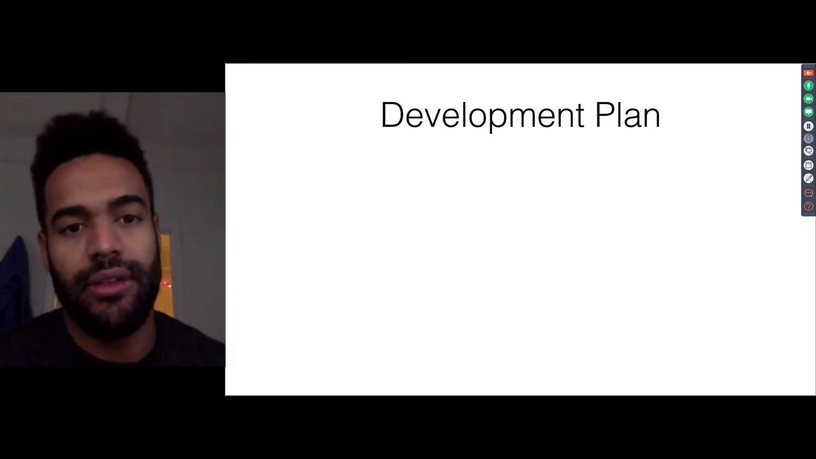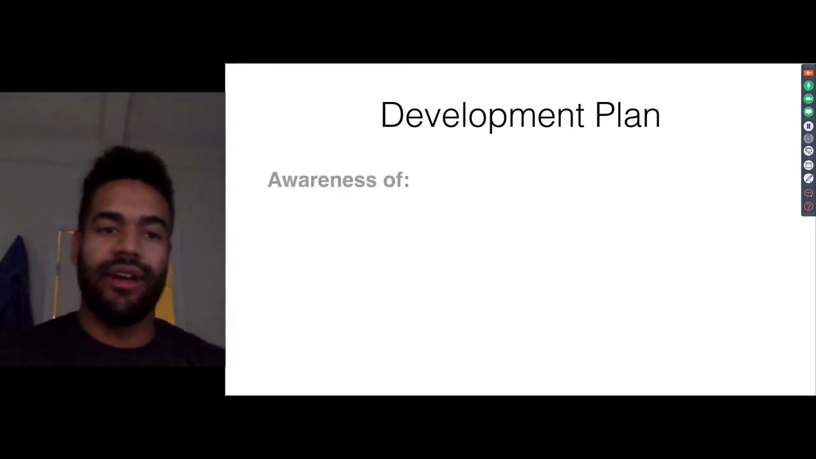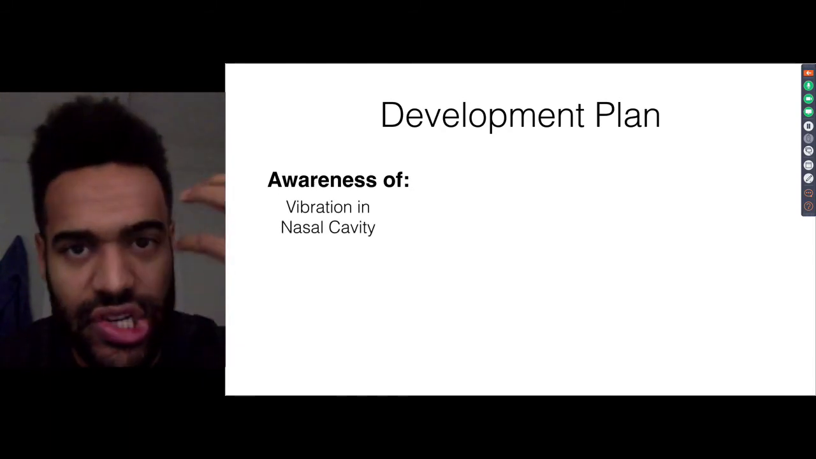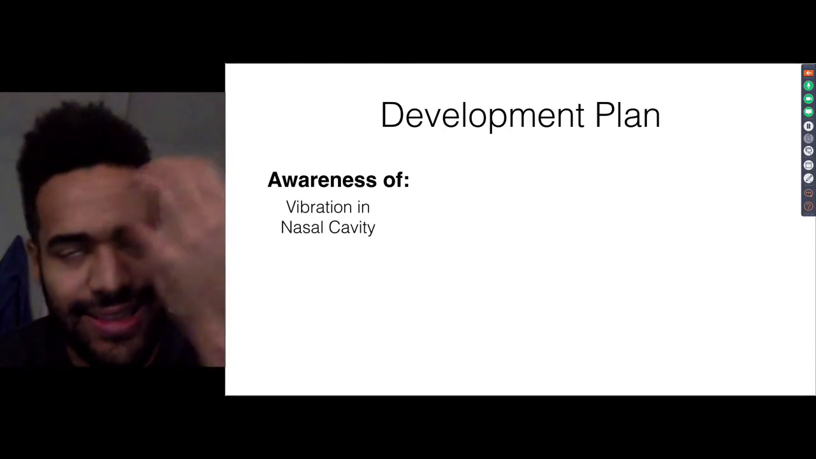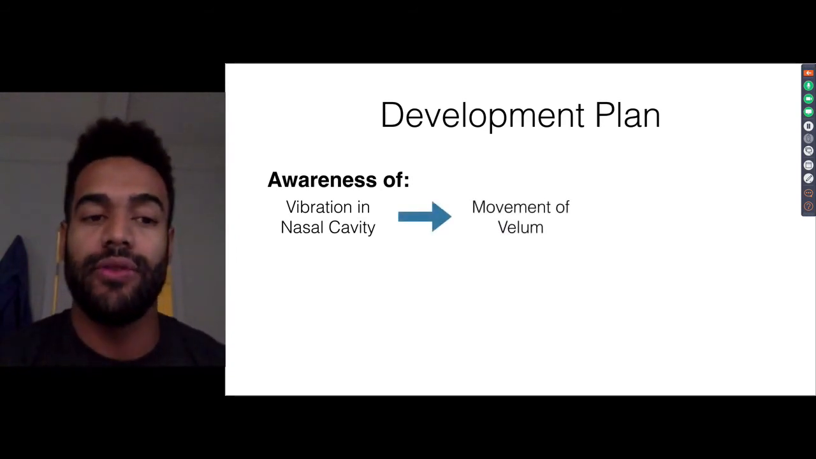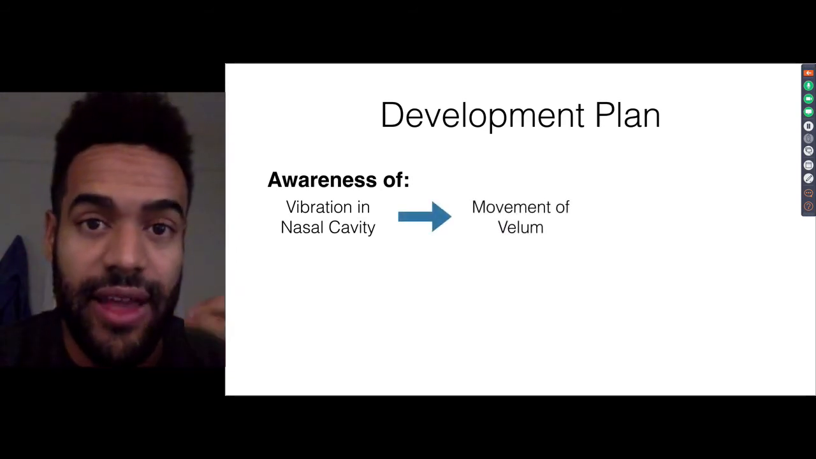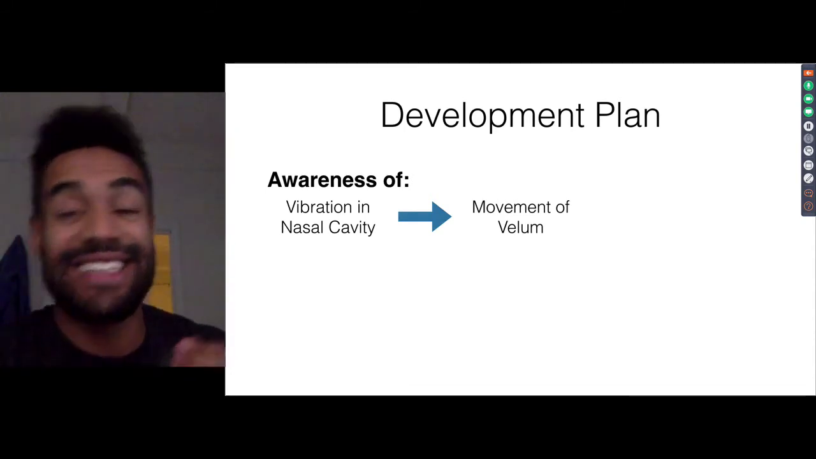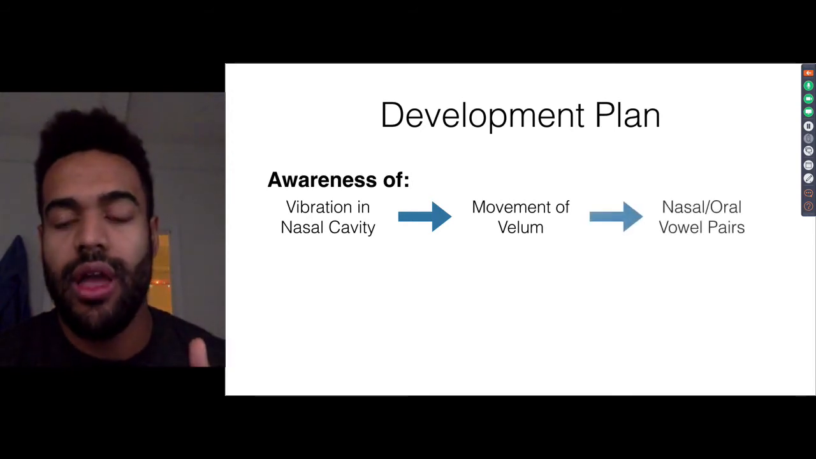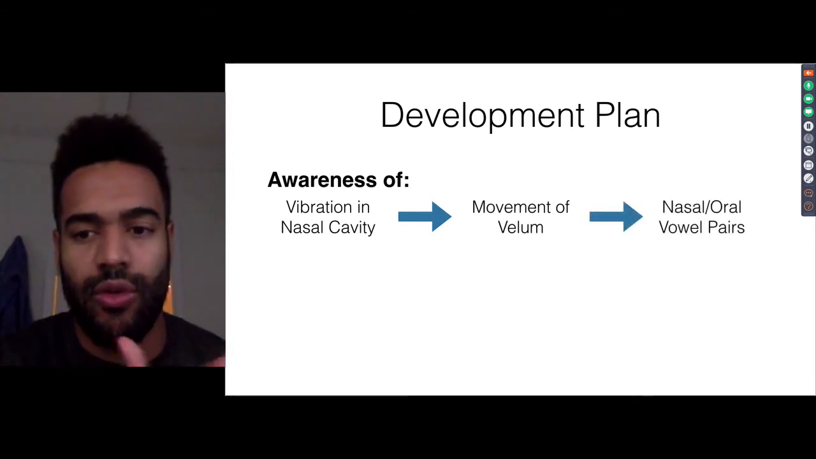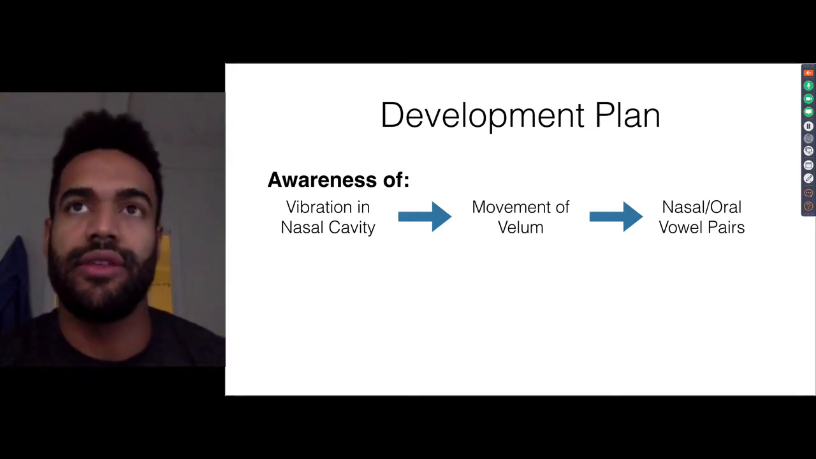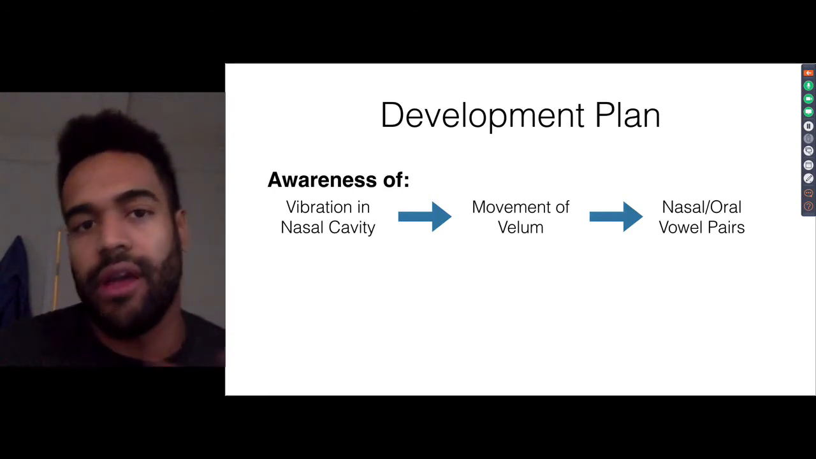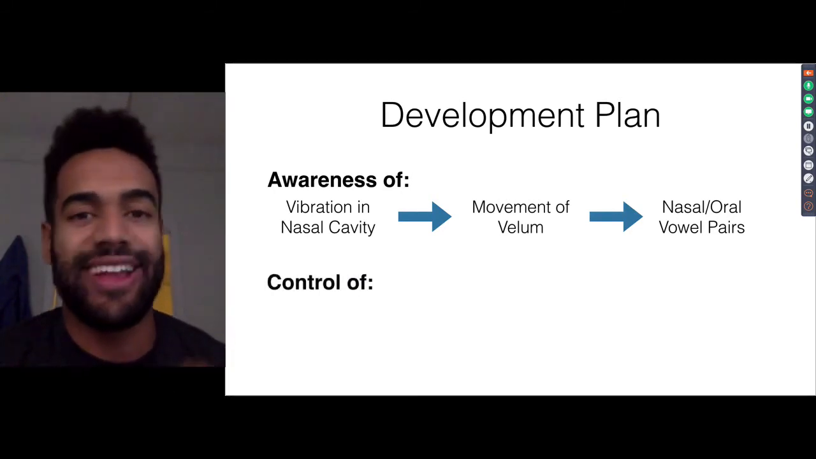All right, now, to be more specific, what our development plan is going to be, our plan of attack. First, we need to focus on developing an awareness of vibration in the nasal cavity. What does that feel like? Isolate that feeling so you're very aware. Then we need to develop an awareness of movement of the velum when it's going up and down like this, isolating that movement, the same way we isolated the movement of the tongue in the last webinar. And then we need to develop an awareness of these nasal-oral vowel pairs that we'll get into. These are sounds with the exact same tongue position, but in one case it's a nasal vowel, in the other it's an oral vowel.